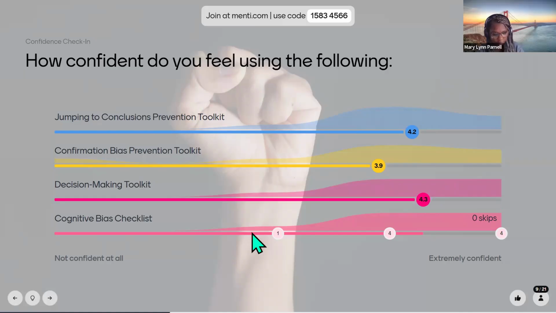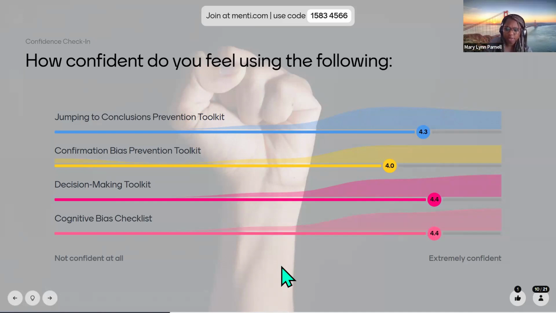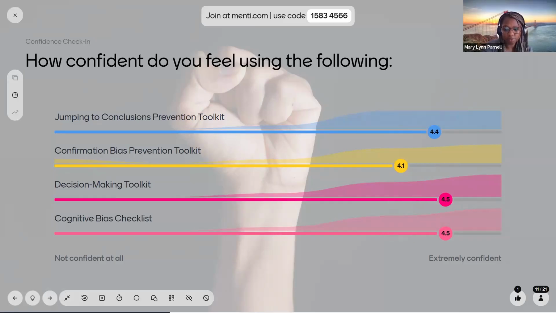Awesome. Very good. Yay. All right. I think we're good. All right. So let's see how you're doing. Some are still in the middle with the cognitive bias checklist, but if there are any questions, feel free to ask. But very good. Yeah. Some pretty good results so far.